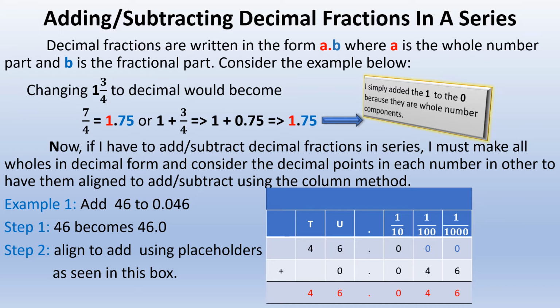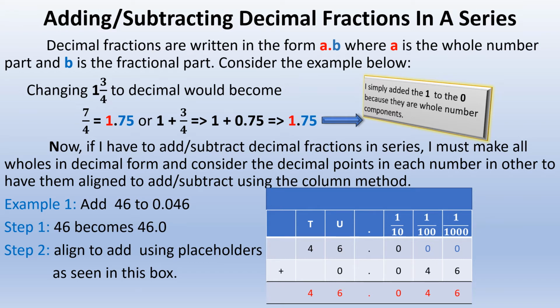Look at the box. I have 46.0. I also have my placeholders there to guide me: my tens, my units, the decimal point, the tenths, hundredths, and the thousandths. So I have my 46.0 put into that box, guided by the decimal point. So decimal point first, 6 in the units, 4 in the tens, 0 in the tenths. You can fill in every other space with as many zeros as you want.